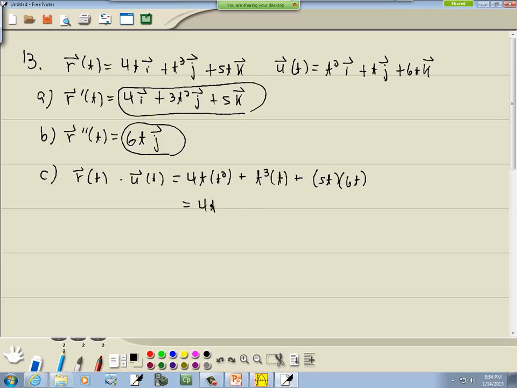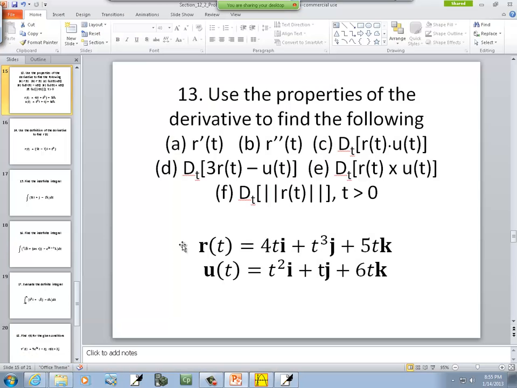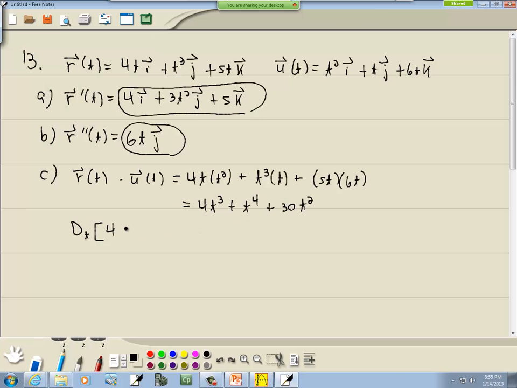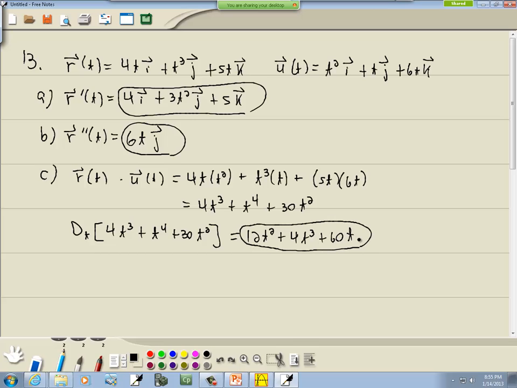Well, this gives us 4t to the third. This one gives us t to the fourth. And this one gives us 30t squared. Well, then they want us to take the derivative of that. So we'll take the derivative of the dot product. So the derivative, with respect to t, of 4t to the third plus t to the fourth plus 30t squared is going to give us 12t squared plus 4t to the third plus 60t. And I can rearrange that so it's in standard form, but we'll call that good right there for part C.